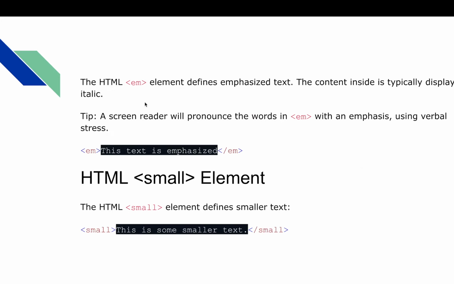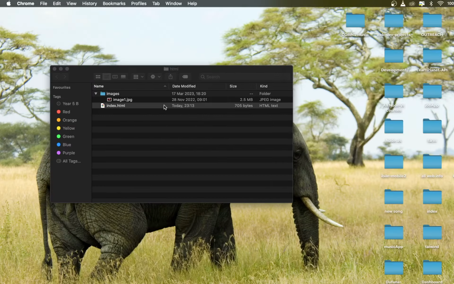So now let us try this. And now the HTML EM element. The HTML EM element defines emphasized text. So the content inside is typically displayed in italics. Yes, it is displayed in italics. So let's try it out.